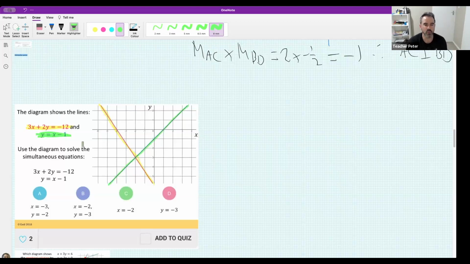It says use the diagram to solve the simultaneous equation, and it just lists the yellow and green one again. Now, when you solve simultaneously for two straight lines, the intersection point of those two straight lines is the simultaneous solution to both of those. So when we solve this using algebra, or if we see where two lines meet, we know that point is the simultaneous solution to those two equations. Which of the four options do you think is correct and represents this blue dot here?